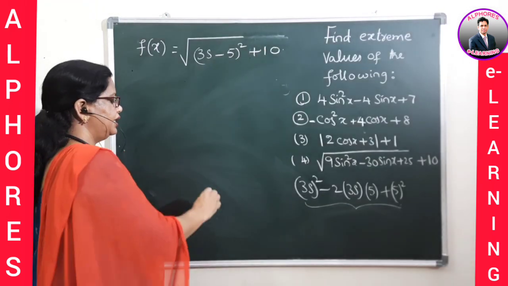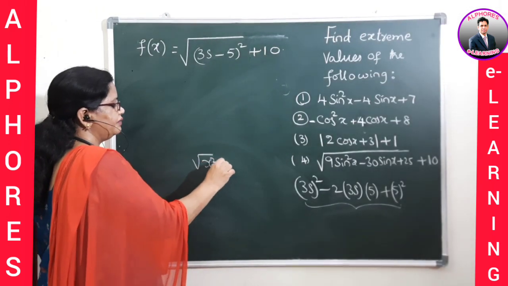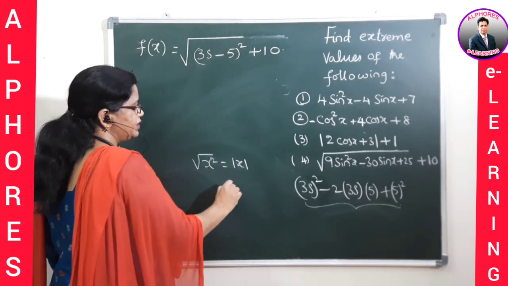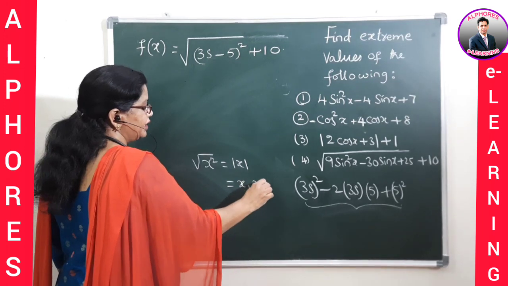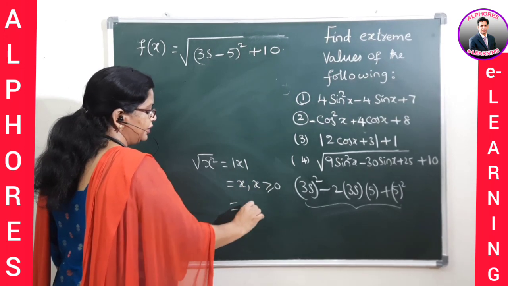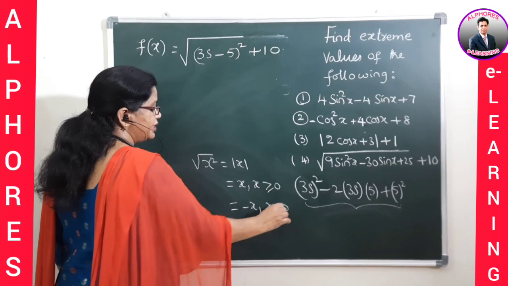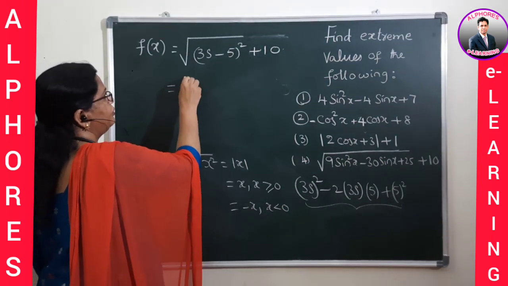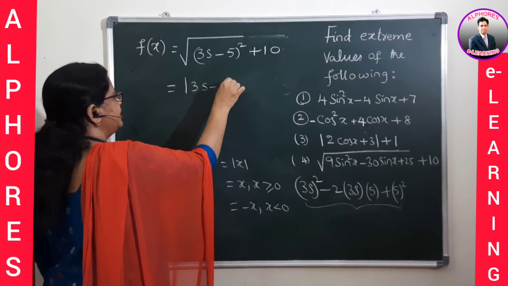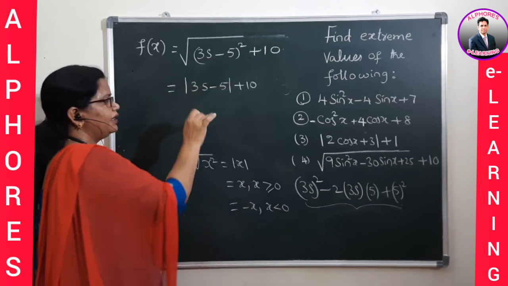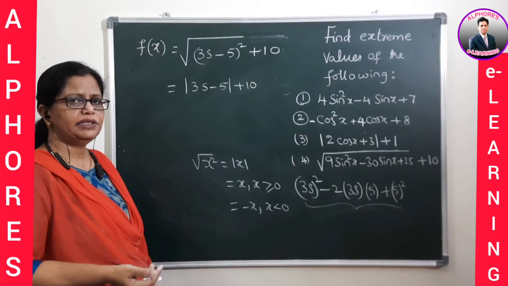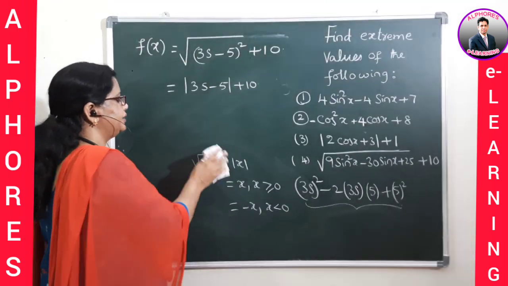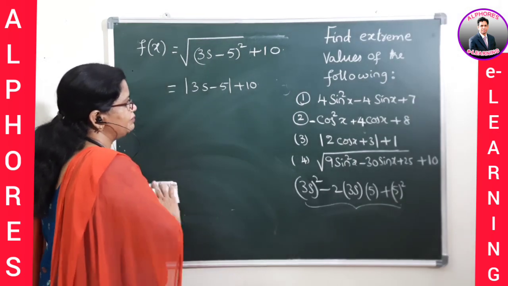Understand? Now all of you know very well root of x square is how much? Mod x. Root x square is mod x, and this value we can write x when x value is greater than or equal to 0 and minus x when x value is less than 0. Therefore this value, first of all, we have to write as mod of 3 sin x minus 5 plus 10. So directly you are not supposed to write the value as 3 sin x minus 5, even though it is a perfect square. Now let us observe here what is the minimum and maximum value.